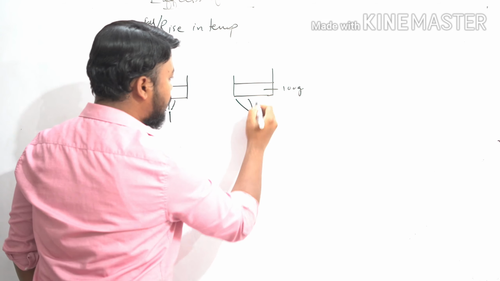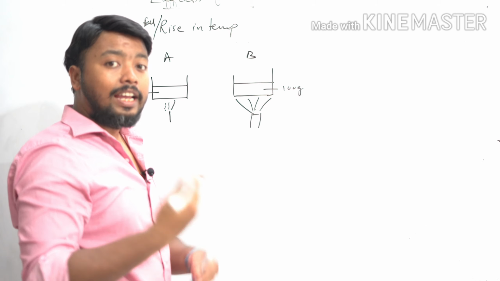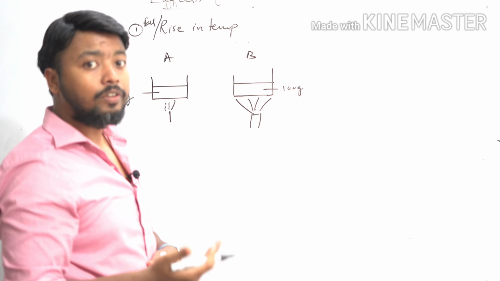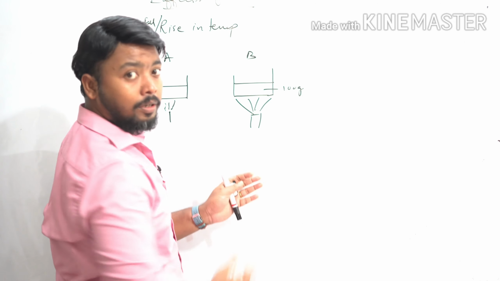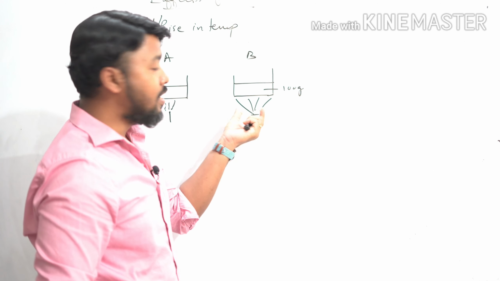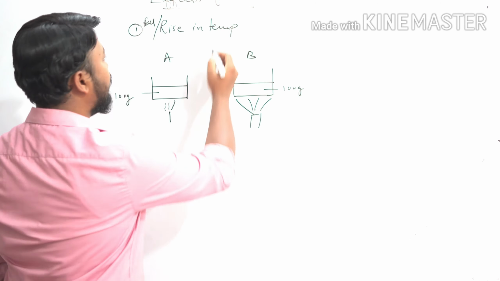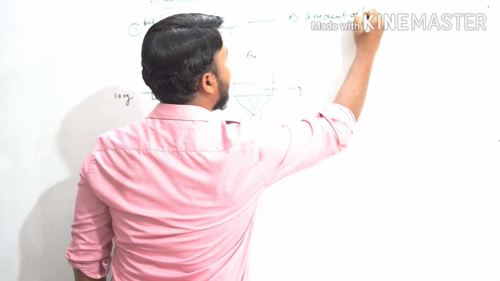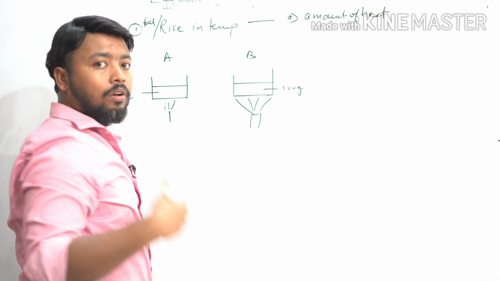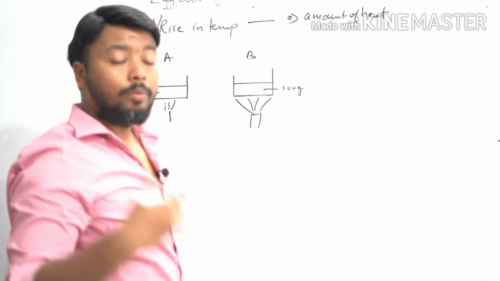Now can you tell me in which of the 2 cases, case A and case B, the rise in temperature will be more, the increment in temperature will be more? Obviously it has to be here, because the amount of heat which you are providing here is more. So the first factor on which rise in temperature will depend is the amount of heat. So rise of temperature of a body will obviously depend upon the amount of heat you are providing to it.